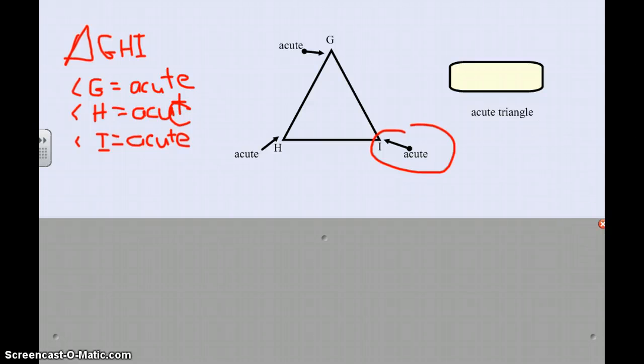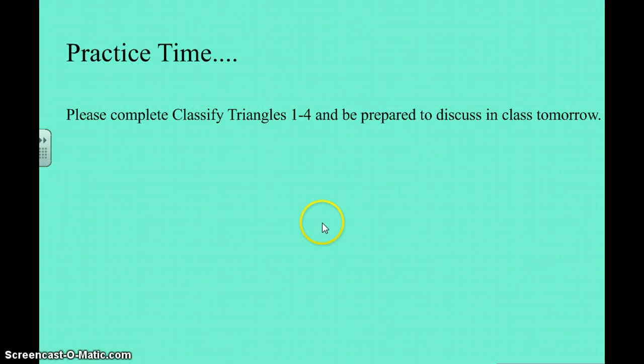Okay, so here's what I need you to do for tomorrow so you'll be prepared for class. In your green homework folder, you're going to find Classify Triangles. It's a practice. There's 4 problems on it that I want you to complete for class tomorrow. When you come into class, you're going to work with your table groups and discuss those 4 problems. Okay, and that will launch us into our lesson for tomorrow.